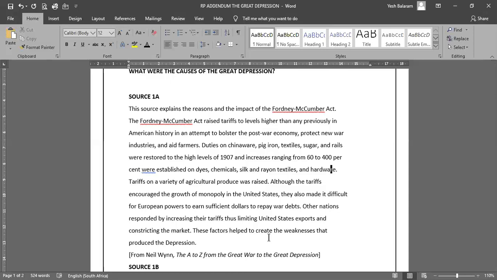So you look at this Fordney-Macumber Act as a negative for the United States economy, because overseas nations were now saying, if the Americans are not going to buy from us, or they're going to buy less from us, we in turn are going to buy less from them. So think of this impact, what it would have on the American economy. While they were producing more goods, it didn't necessarily mean that they were going to sell more goods.